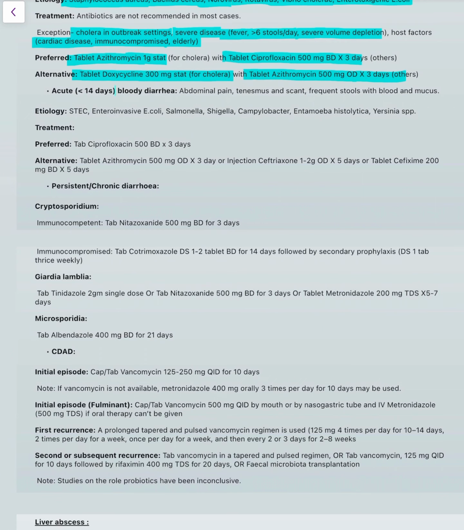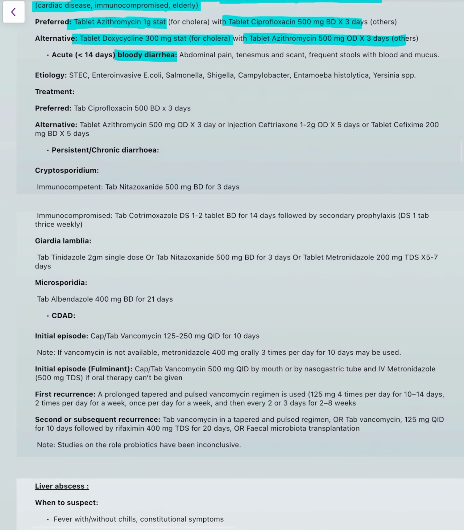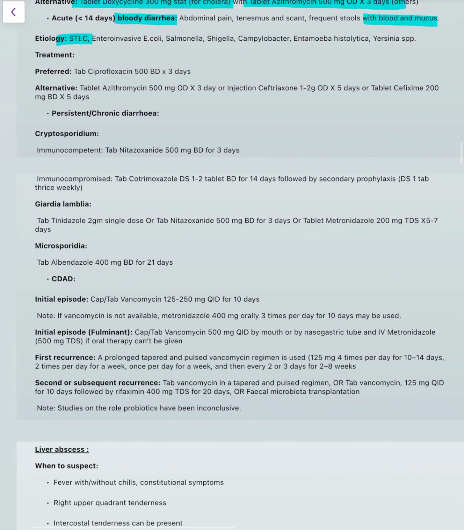Now coming to bloody diarrhea, the etiology will be different here. As I said, symptoms like abdominal pain, tenesmus and scant frequent stools with blood and mucus will be there. So the etiology here will be STEC, that is Shiga-like toxin producing E. coli. Then enteroinvasive E. coli, Salmonella species, Shigella, Campylobacter, Entamoeba histolytica and Yersinia species.